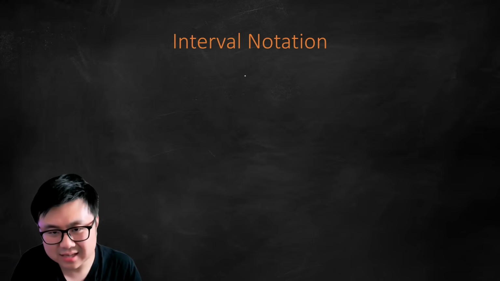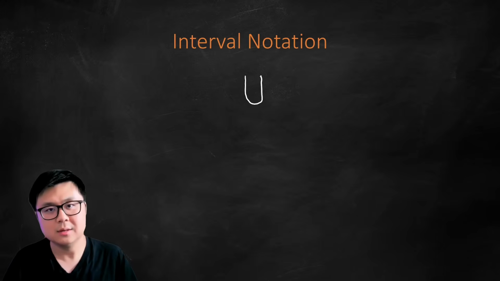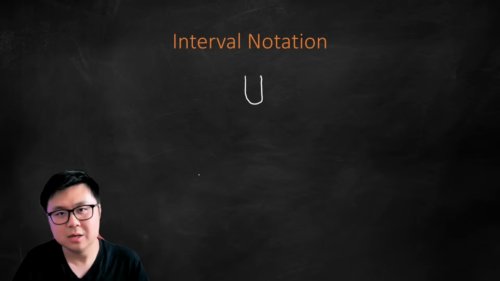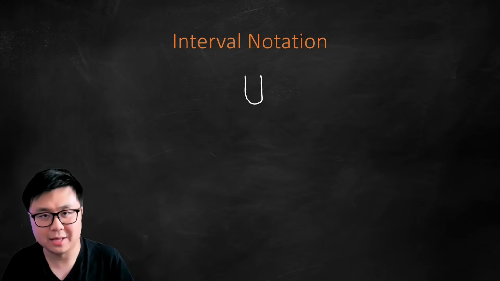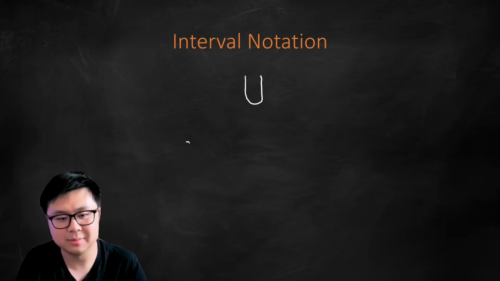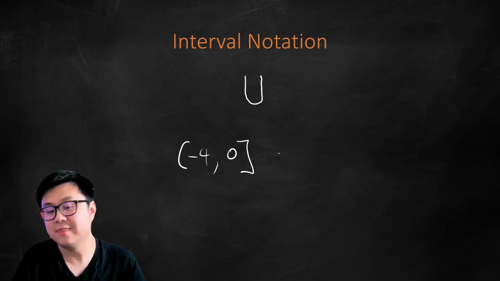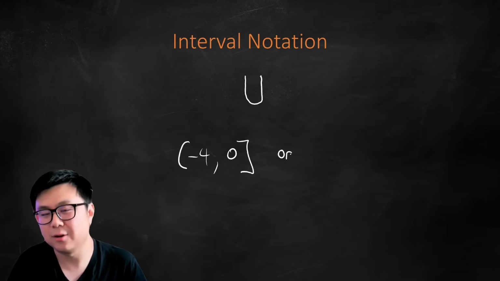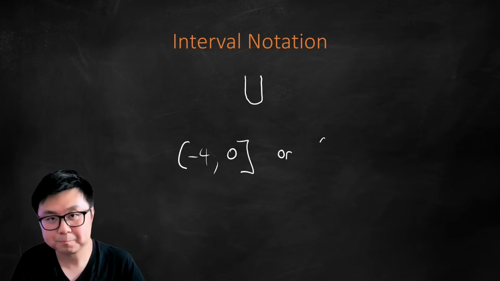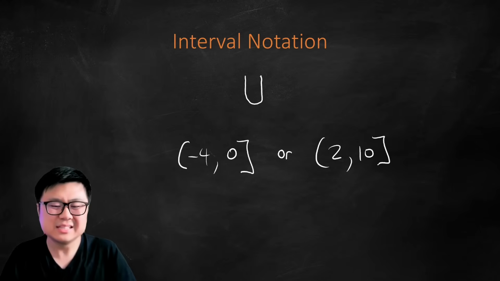And then there's this thing here. There is a U, and this stands for union. Now, before calculus, if you were to have two separate domains or two ranges, you would do something like this. You would say it spans from, let's say, -4 to 0, inclusive, and then you can write the word and, or you can write or. It starts from +2 and it goes to +10, inclusive, something like that.